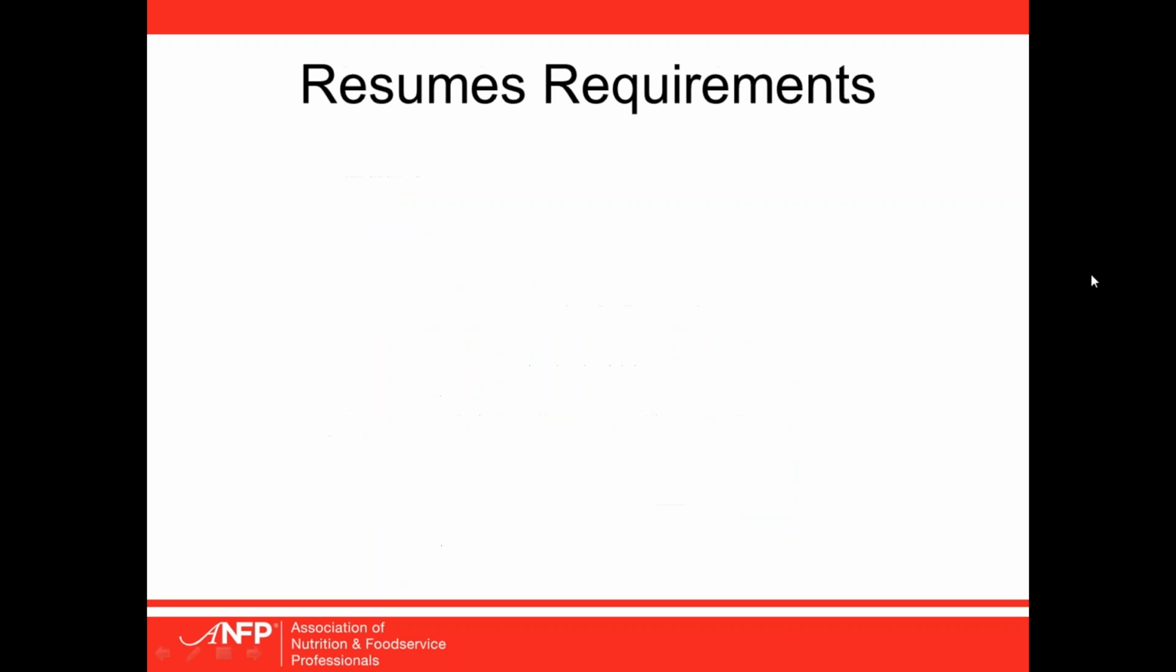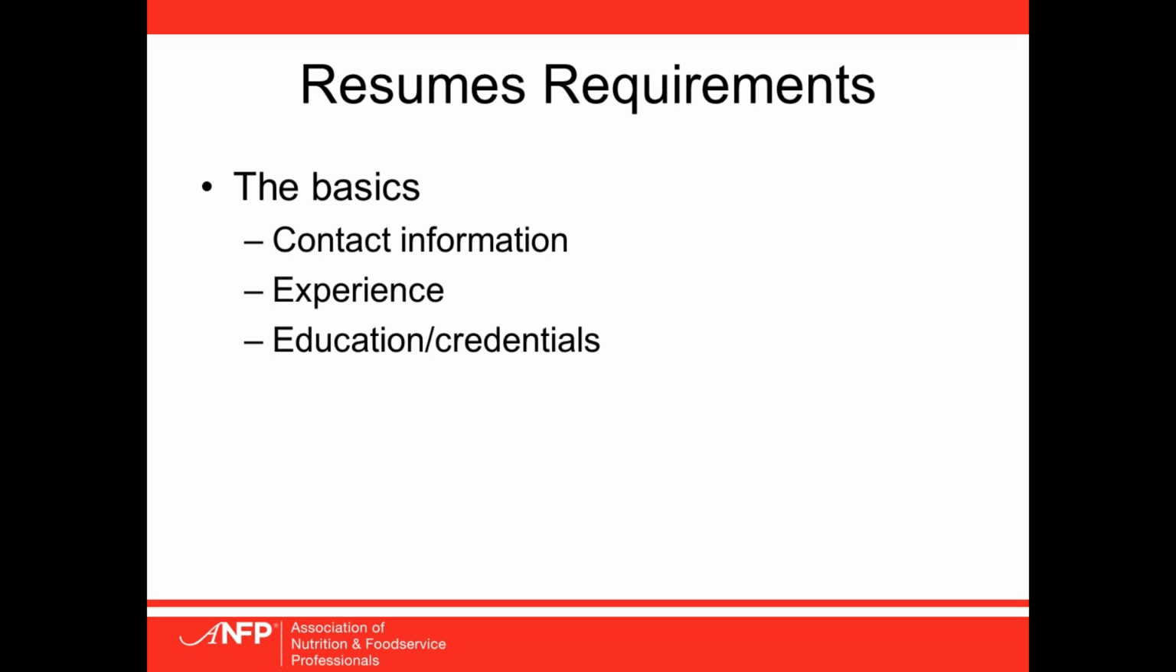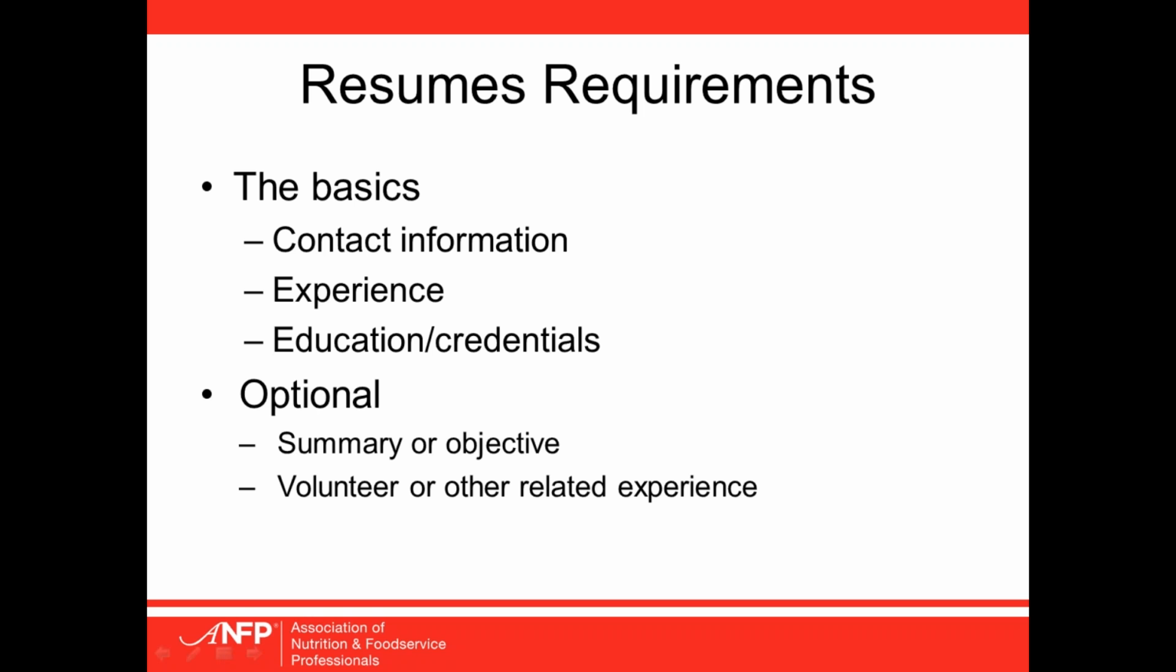And last piece we're going to discuss today, we're going to cover resumes. And again, we're going to start with the very basics. When writing your resume, you'll always need to include the following 3 items: contact information, experience, and your education and credentials. And optionally, you can add a summary or objective statement if you wish, but we're going to dig a little bit deeper into each of these resume requirements, the basics first.